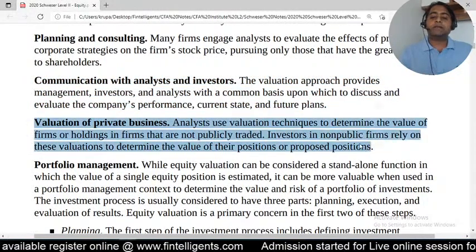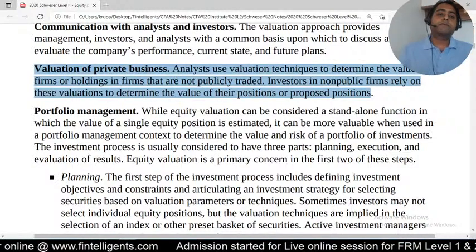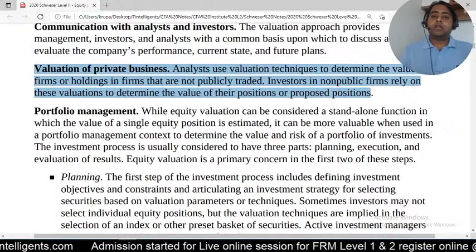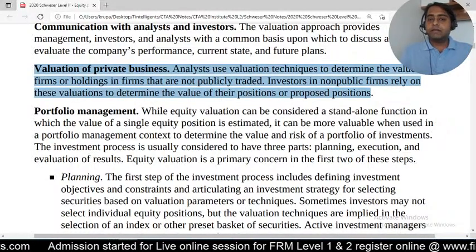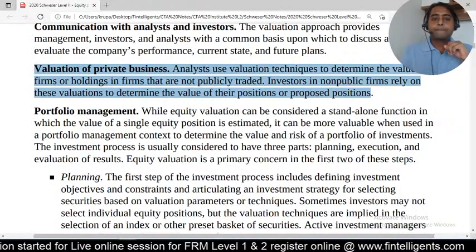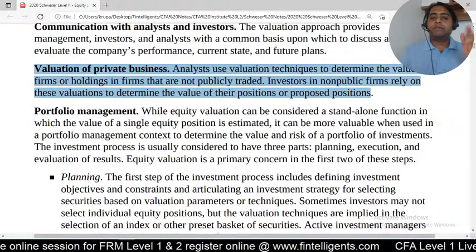Read this entire part. I'm trying to talk in a language which is useful for you guys, and I'm also going very slow while reading the content. Valuation of private business.